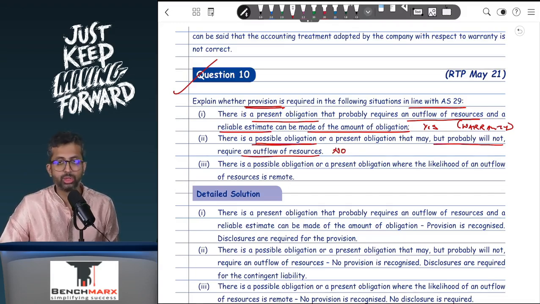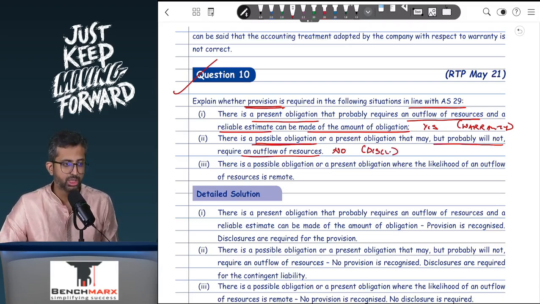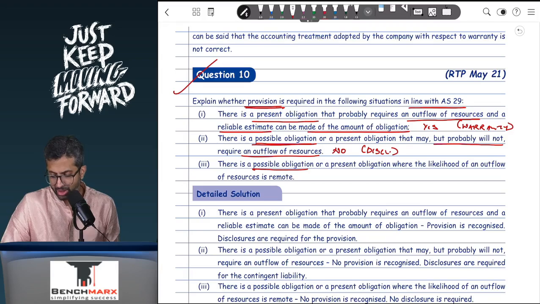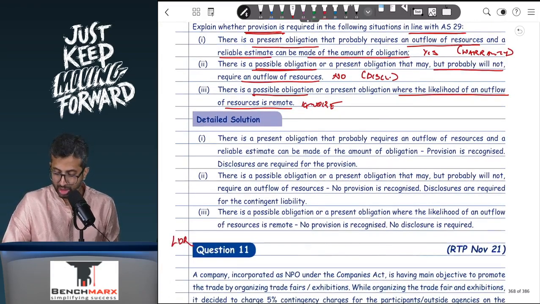In which case will you create a provision? No. What will you do? We will just give a disclosure. It is like a contingent liability that needs to be disclosed. And last, there's a possible obligation or a present obligation where likelihood of an outflow is remote, in which case you will ignore it. That is, neither a provision is required nor is a disclosure required. So over here, in the first case provision, second case disclosure, third case no provision, no disclosure.